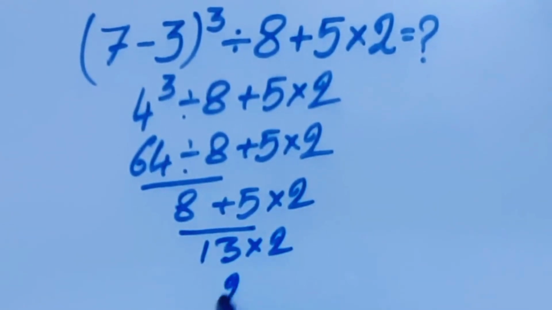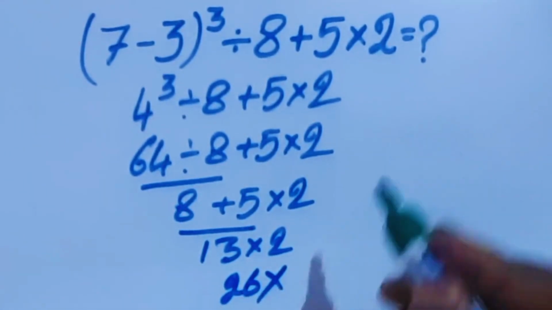13 times 2 is 26, which is the wrong answer. Here, as per the order of operations, this 26 is the wrong answer.